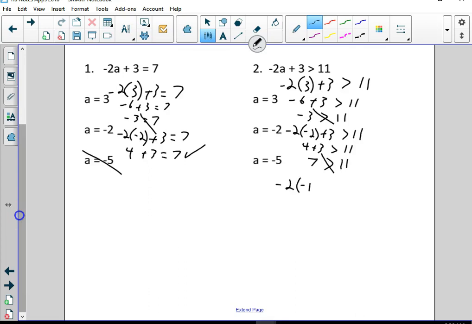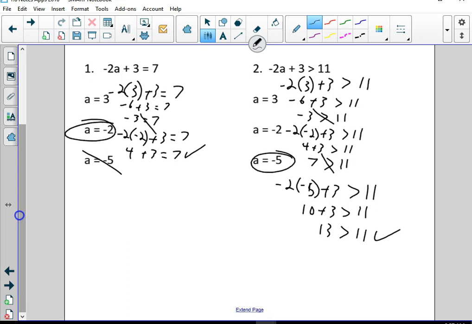Negative 2 times negative 5, I can write, plus 3 greater than 11. Negative 2 times negative 5 is what? 10. And 10 plus 3 is 13, greater than 11. Is that true? It is. So in other words, negative 5 is the solution here, and negative 2 is the solution there. And they're solutions because they make the statement true. They make the equation true, they make the inequality true.